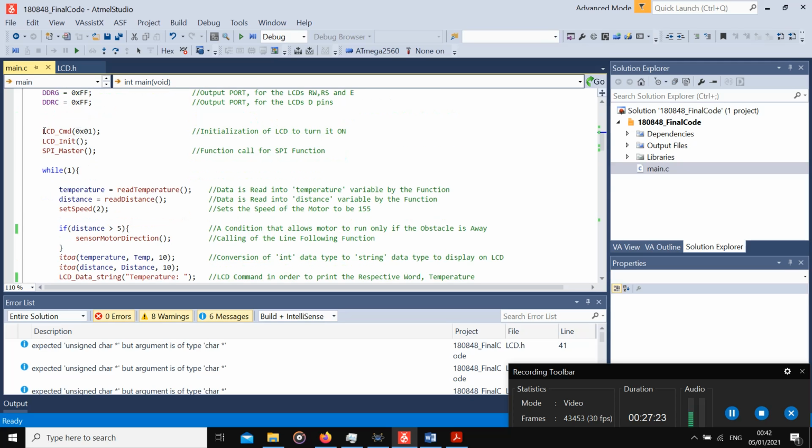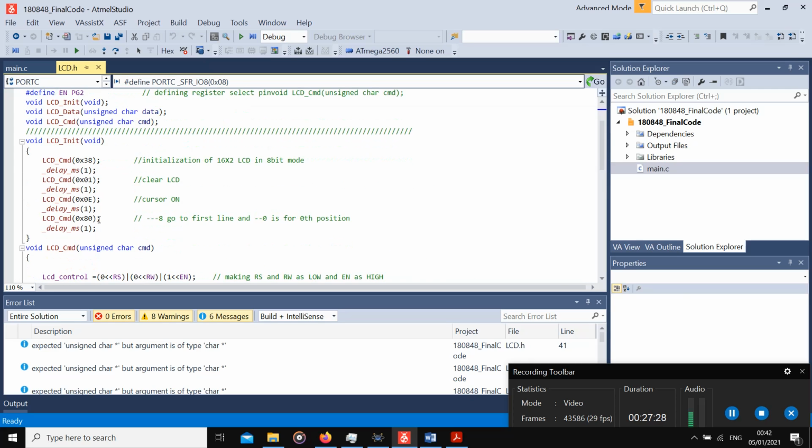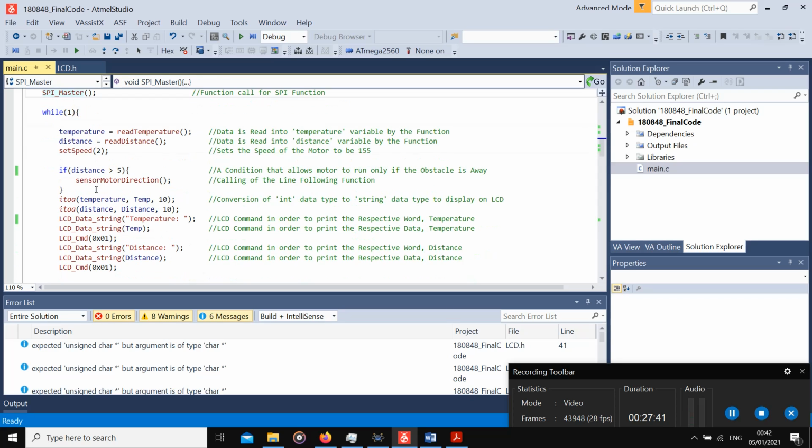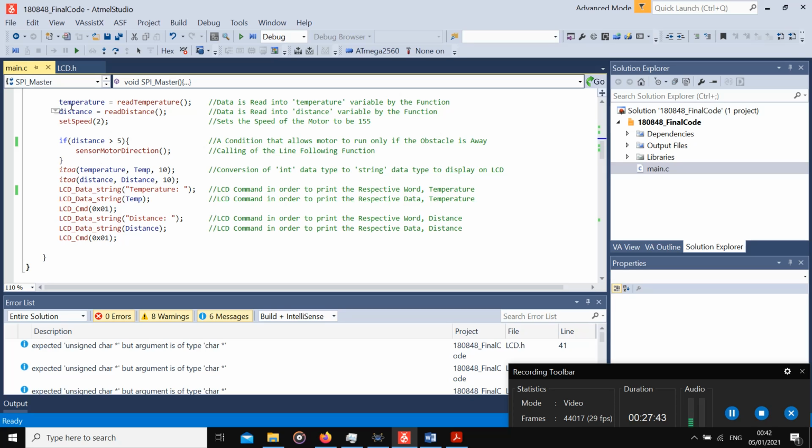Then this is the simple CMD and LCD init command. I am going to explain it later, but these commands are simply to initialize the LCD. And this is again just a function to call your SPI master. Moving ahead, you have your basic initializations. Your temperature is going to be given to you by the read temperature function, distance by the read distance. You have the speed set that is going to be done by the PWM. Then you have your if statements.